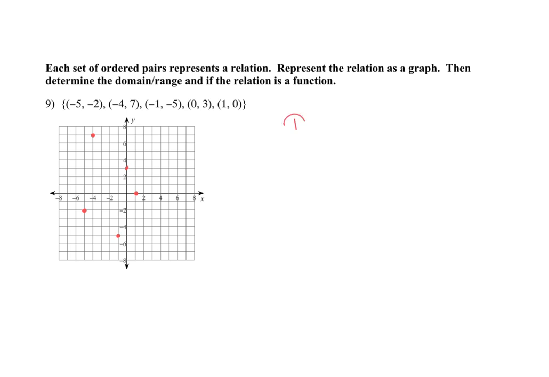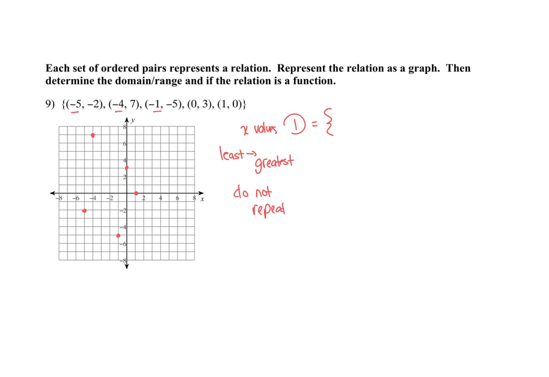Remember, the domain is your x values. So these are your x values. You want to list them least to greatest, and you do not want to repeat. Do not repeat your numbers, even if the numbers themselves repeat. All right? So I'm going to look at all my x values.